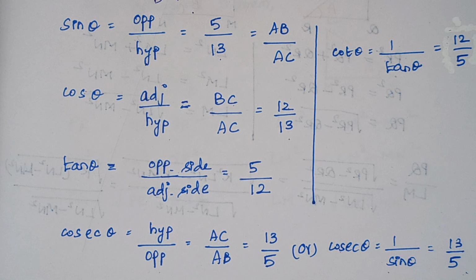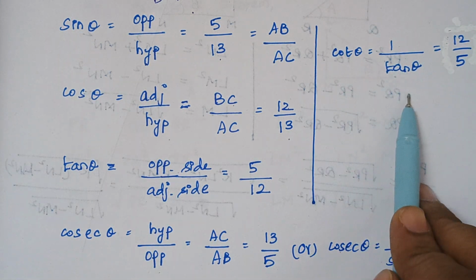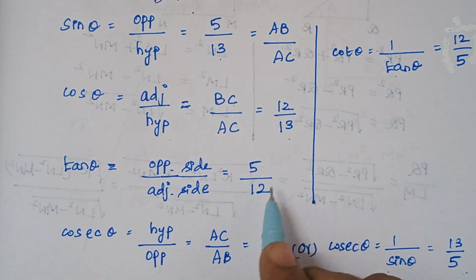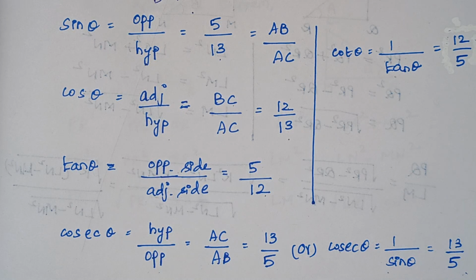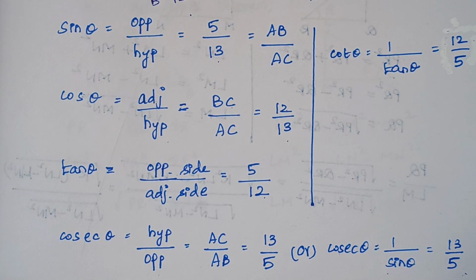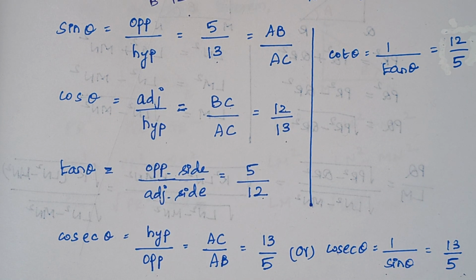And finally, we are ending up with cot theta. So cot theta is nothing but 1 by tan theta. Here tan theta is 5 by 12. Therefore cot theta is just the reciprocal, 12 by 5, right? So this problem gets over here. We'll move on to the next one.